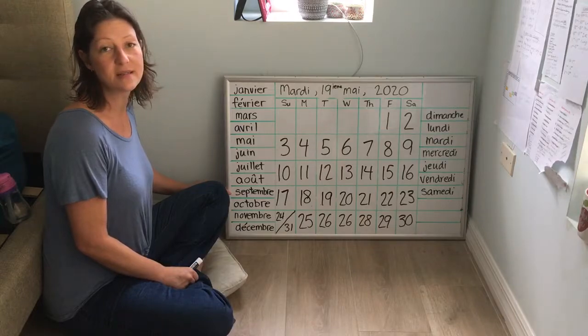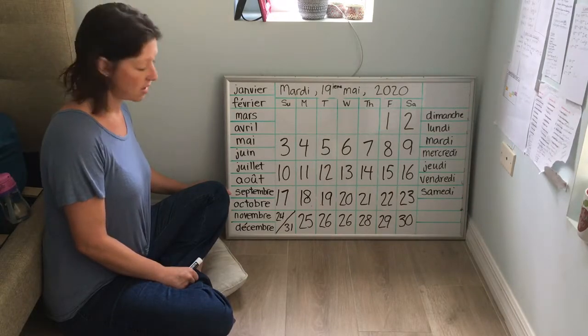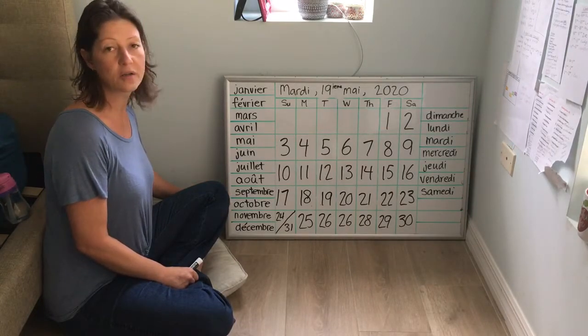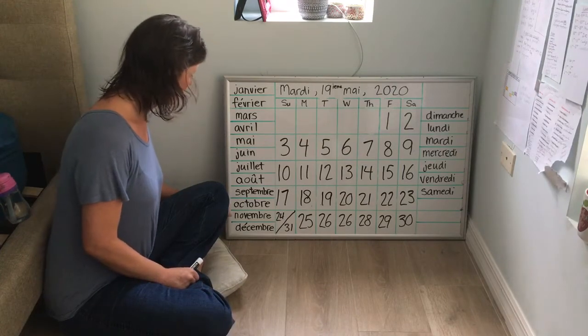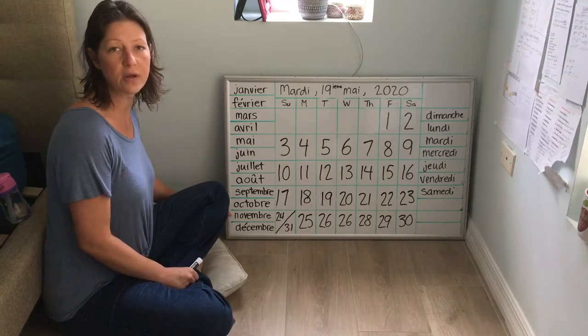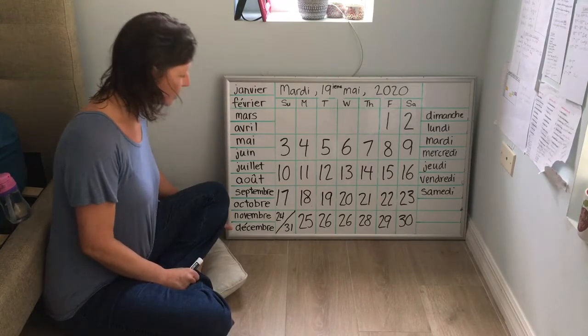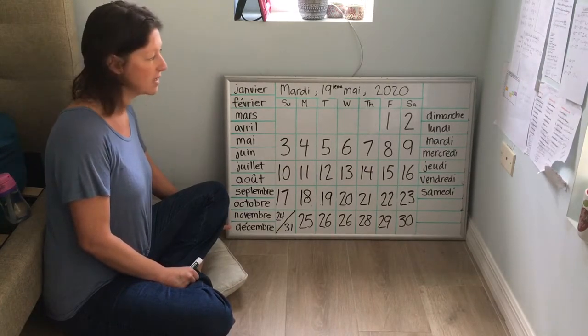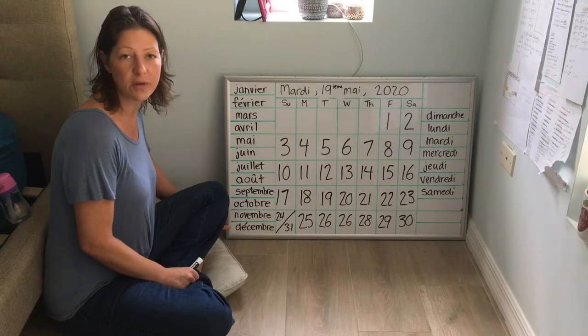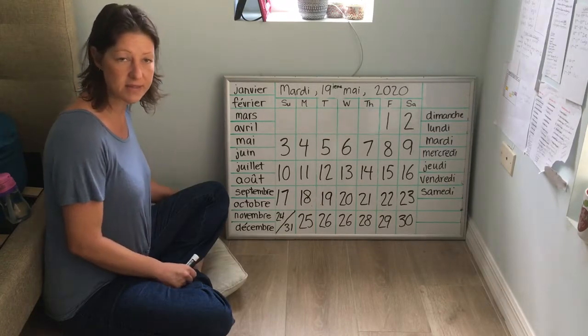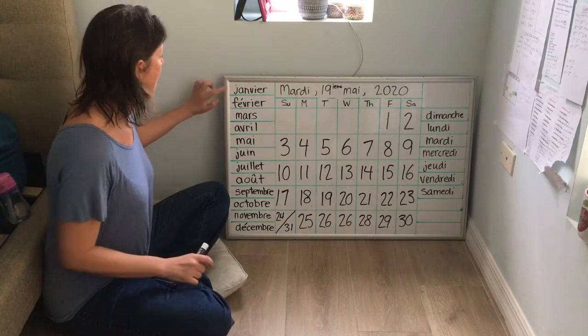September is septembre. October is octobre. November is novembre. Not that hard to remember, right? Because they sound very similar to the English words. December is décembre. All right, let's sing the months of the year song.